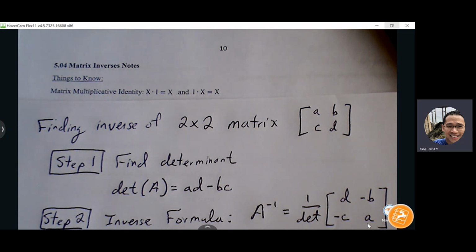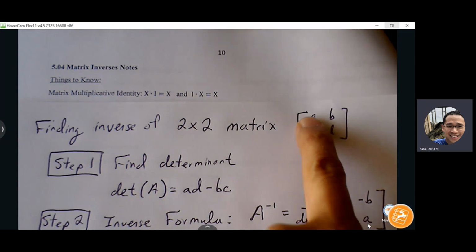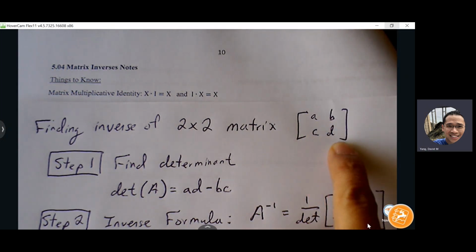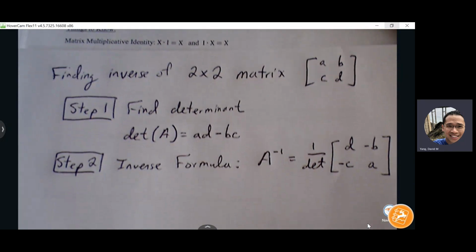Hey guys, you can turn to page 10. Okay, so just to review, how do we find the inverse of a 2x2 matrix? So let's say we named it A, B, C, and D. First thing we do is we find the determinant.